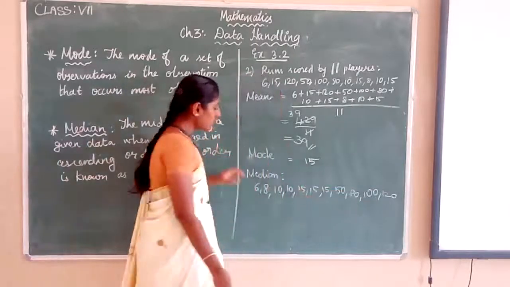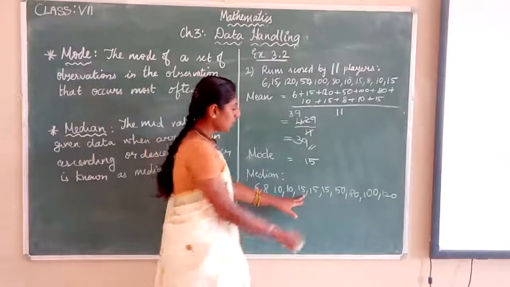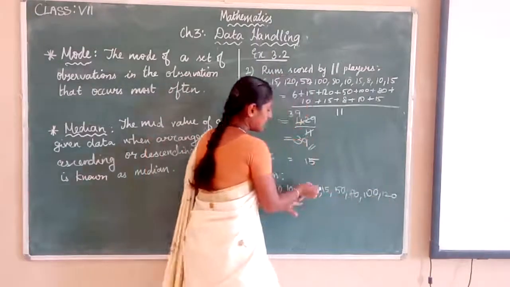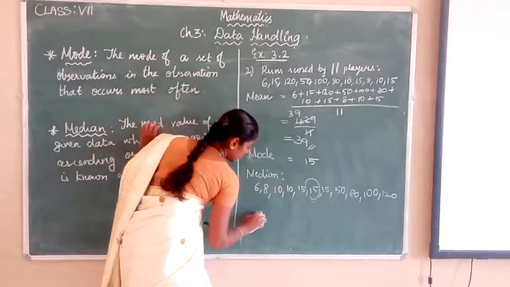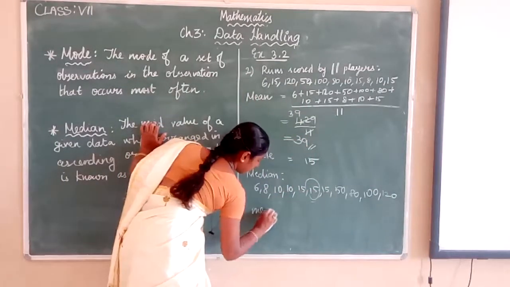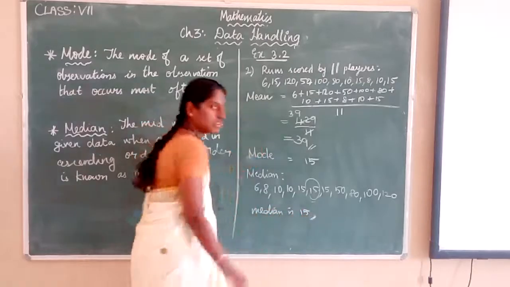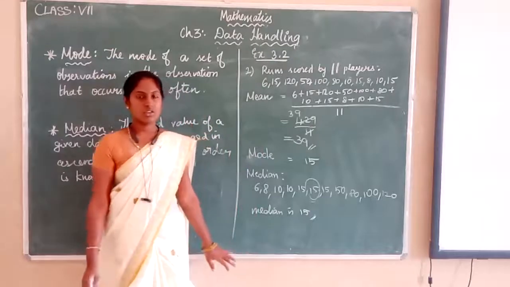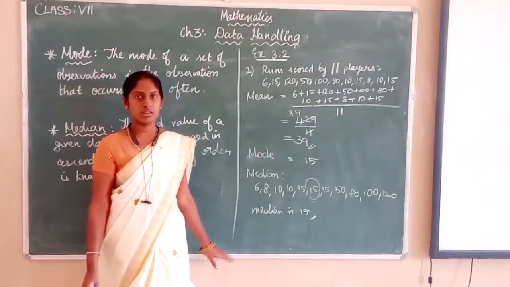Yes. So now which is the middle one? Here you have 5 observations and on this side also you have 5 observations, and this 15 is in the center. So this is the mid value. So the median is 15. Is it clear? This is how you will find mean, median and mode for a given data.